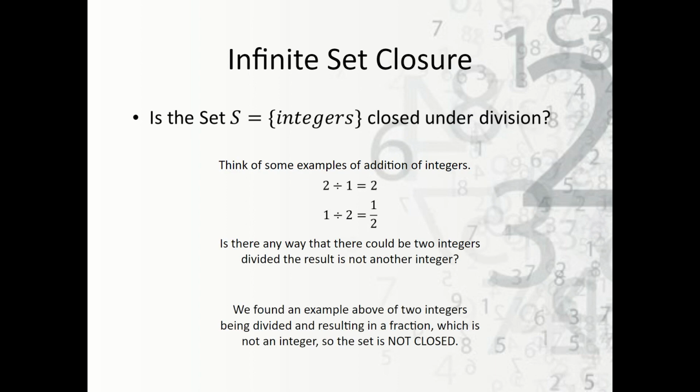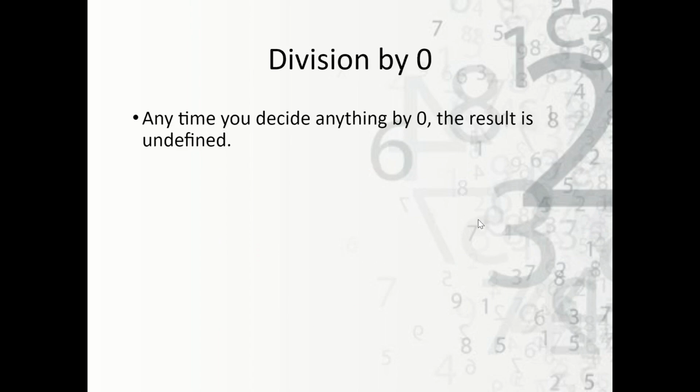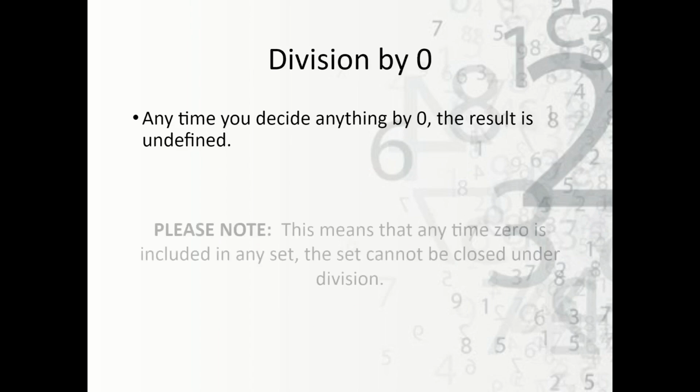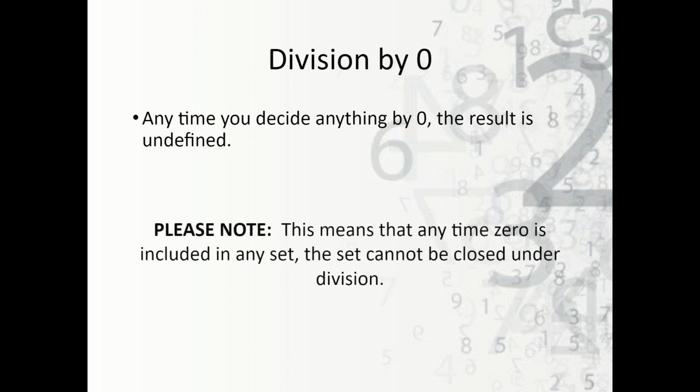Now, there's an easier way for us to be able to tell that this set is not closed. Because I told you last time, if we include 0 in the set, then it is never closed under division because it's undefined. So if we divide something by 0, it will always be undefined. So 0 is an integer. So if we were to divide a set by 0, it would be undefined. So therefore, that previous set would not be closed because of division by 0.